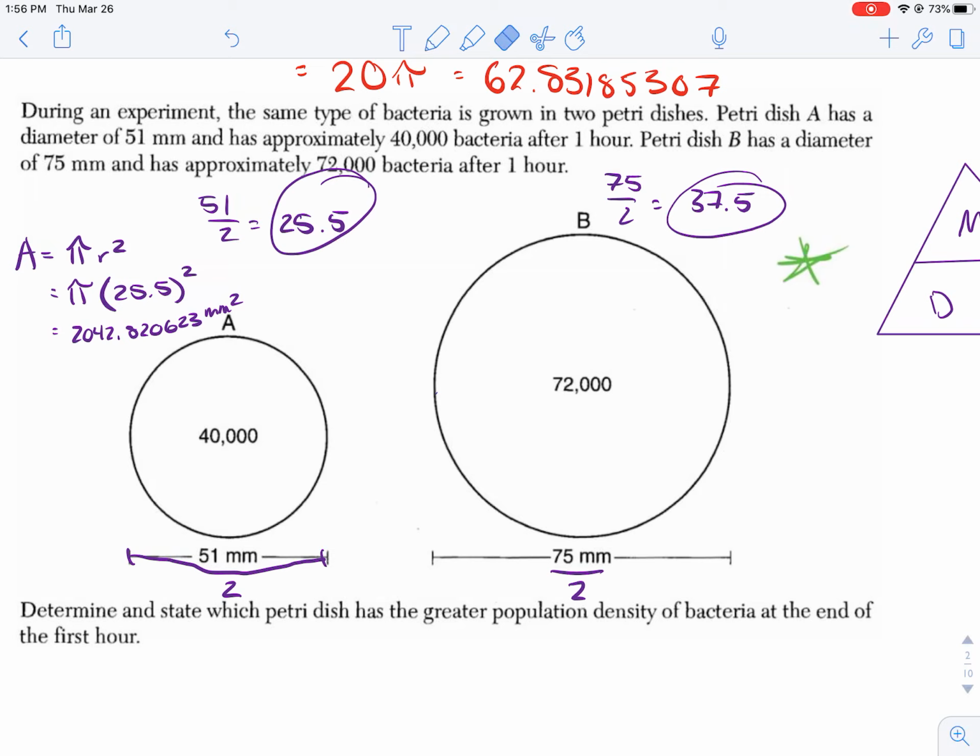So that is the area of that circle. To find the area of this circle, we're using the same process, pi r squared. In this case, it's 37.5. Millimeters squared. Don't forget your units. So that is the area of those two circles.